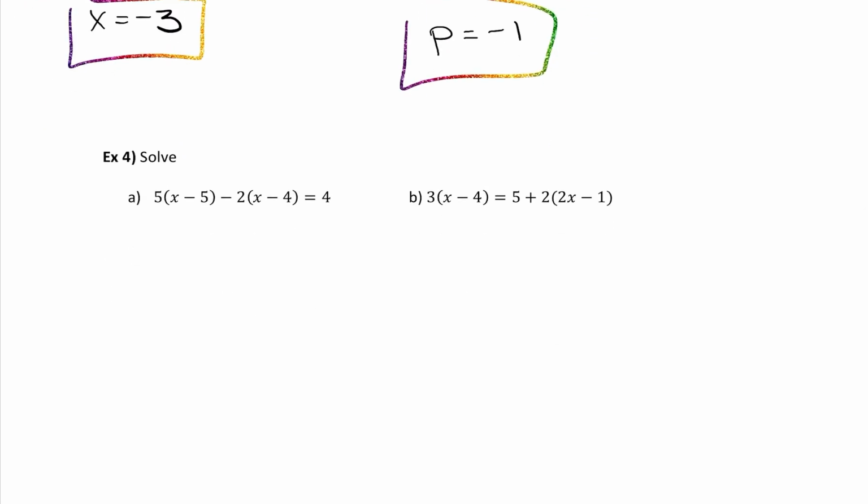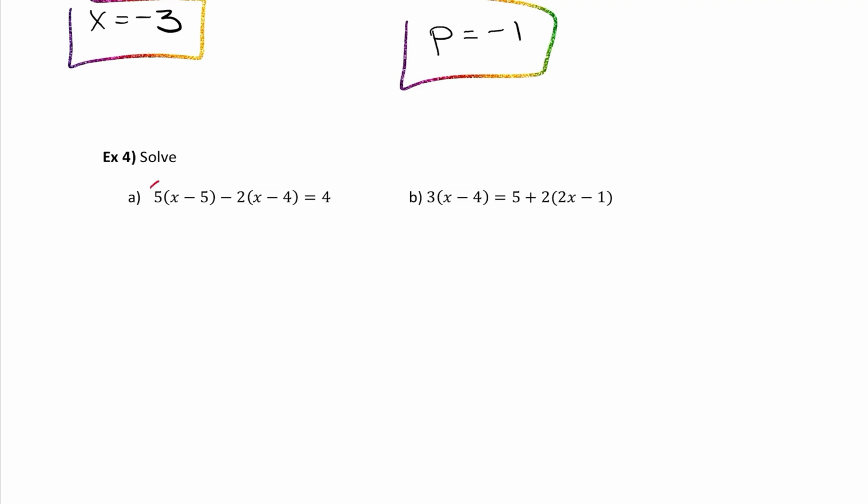We've got more brackets, okay? But on top of this fact that we have 2 brackets, we also maybe have some extra numbers here. And as you notice in example 4a, both brackets are on the left side, but in 4b, they're on opposite sides. So we're going to look at how to approach this. So let's start with 4a.